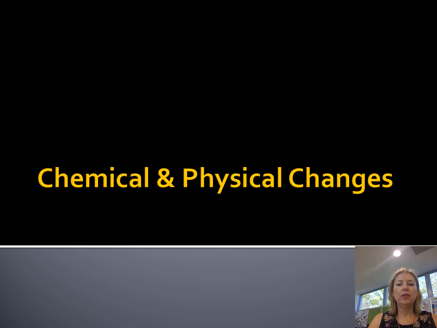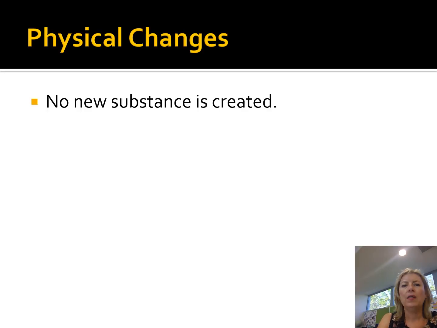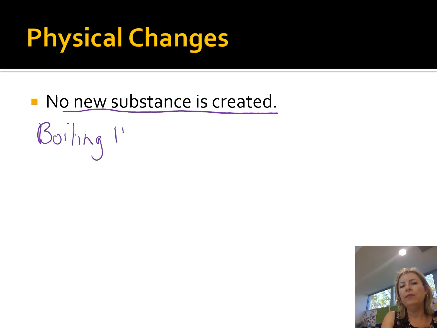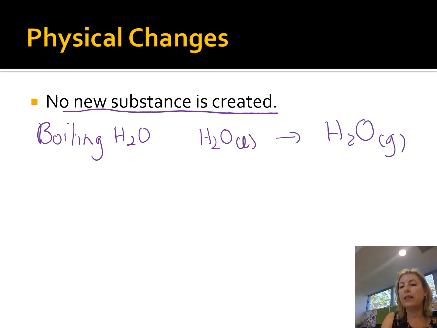In this video, we're going to be looking at chemical and physical changes and how they are different. The key point with a physical change is no new substance is created. So it has the same chemical formula as before. Some common examples of physical changes are boiling water. When you boil water, you have water as a liquid, and it's turned into water as a gas. It still has the same chemical formula.